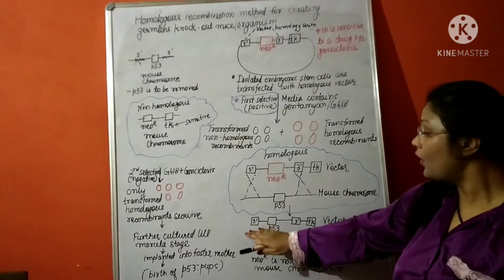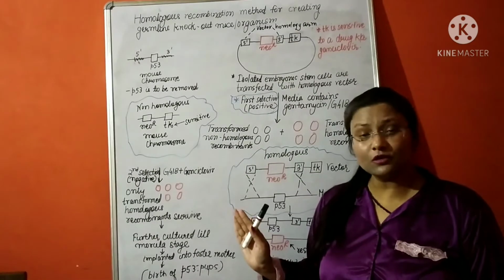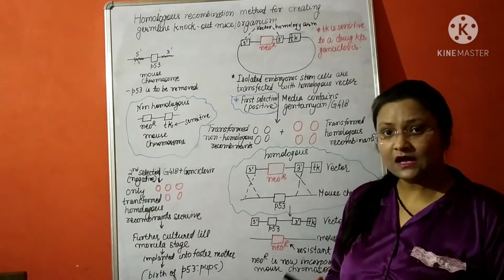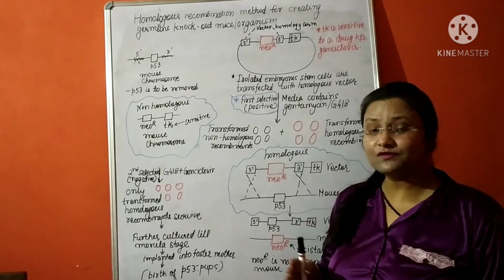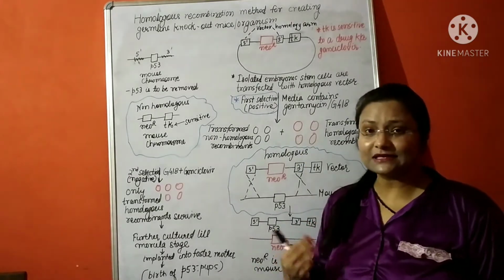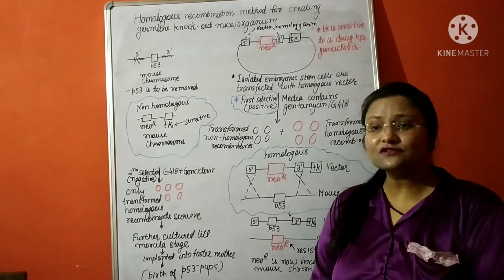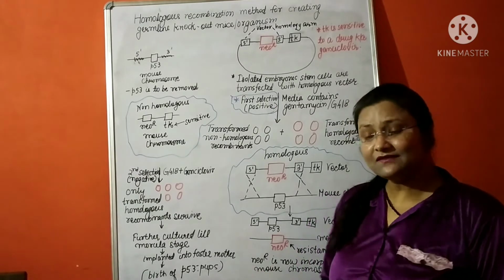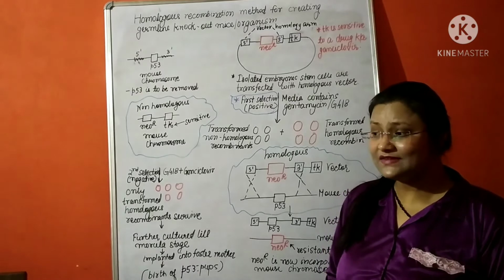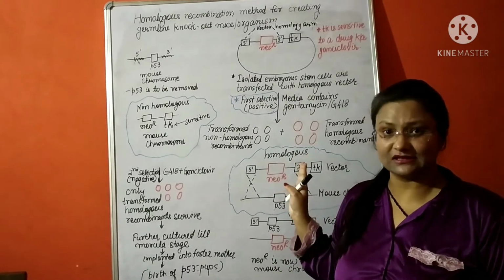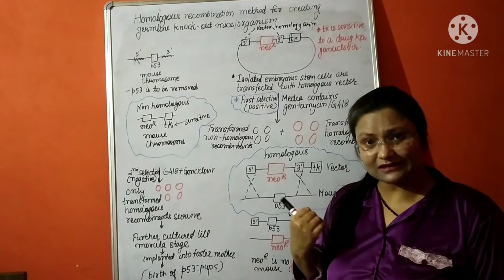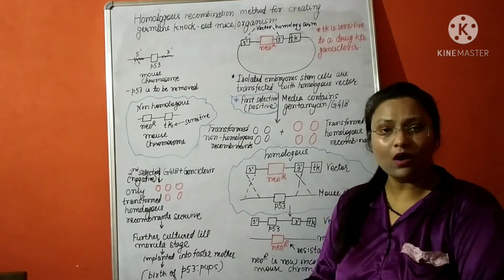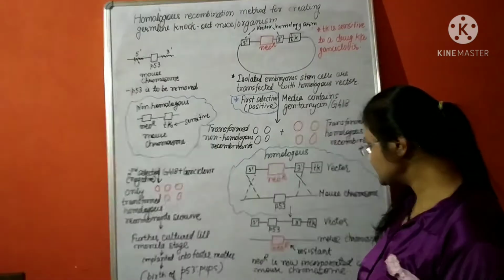Now the mouse chromosome does not have the P53 gene, which is the purpose of this recombination, because we want to create transgenic mice in which there is no P53 gene. If there is no P53 gene, then we can use the mice for cancer research, because this kind of mice can easily get cancer. So we can check how a normal mouse looks and how a cancerous mouse looks.